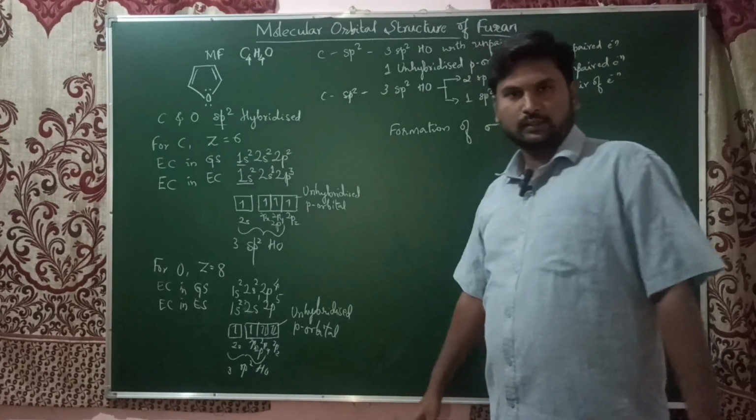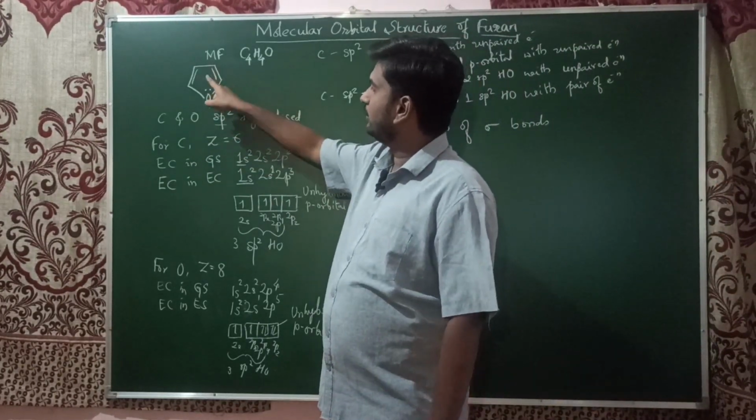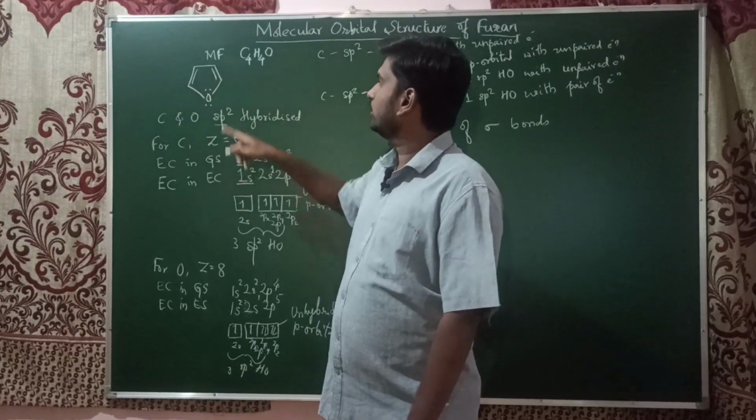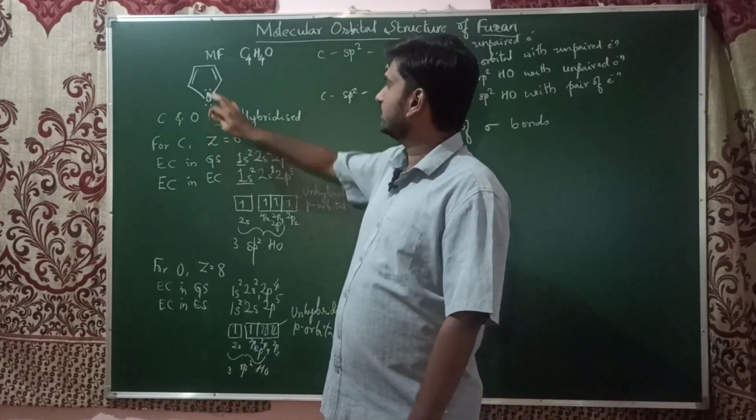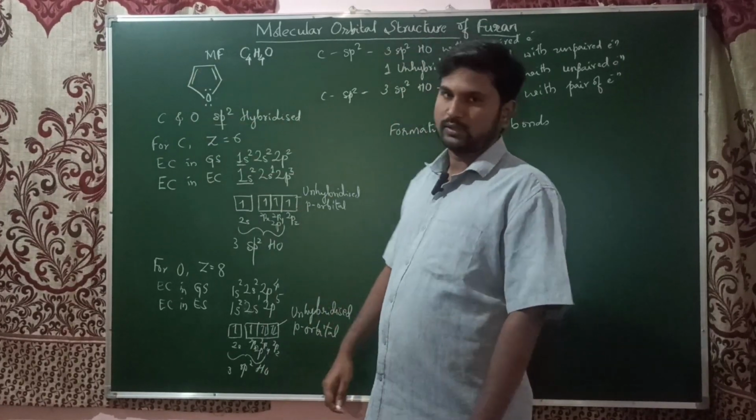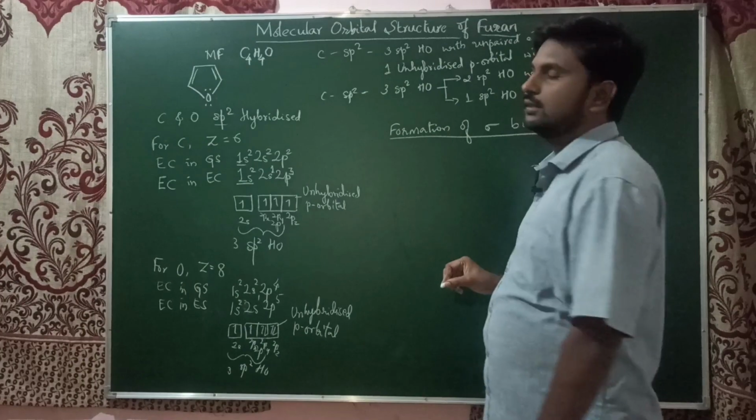In the structure you can see there is a sigma bond between carbon and carbon, and also carbon and oxygen, and each carbon is linked to a hydrogen atom. There are 3 types of sigma bonds: carbon-carbon sigma bond, carbon-oxygen sigma bond, and carbon-hydrogen sigma bond. Let us see all that.